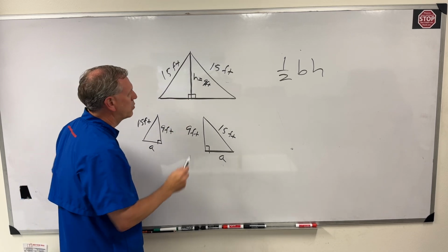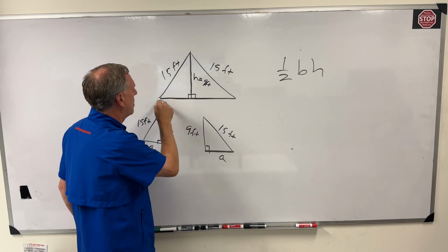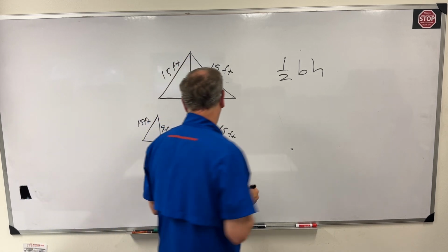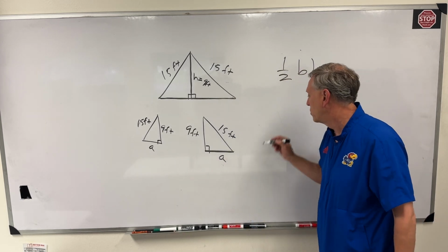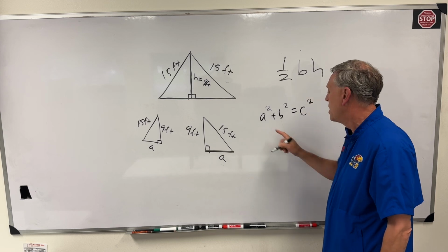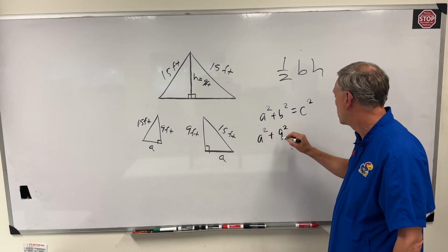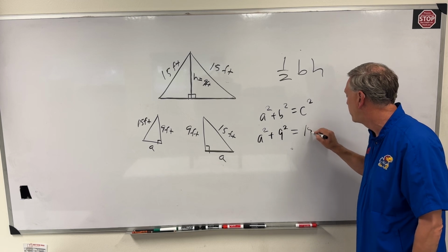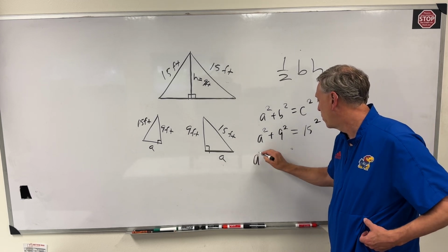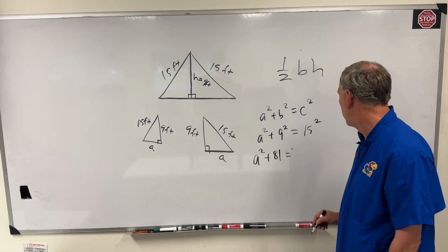So we have two identical triangles here. So we could do one of two things. We can find the area of one and multiply by 2, or we can find the height, multiply this entire base times that height, which is what I'm going to do. But let's see. Let's solve for A here. So we have A squared plus B squared equals C squared. A squared is what we're looking for. B squared is 9 squared, and C squared is 15 squared. So we're going to get A squared plus 81 equals the square of 15.